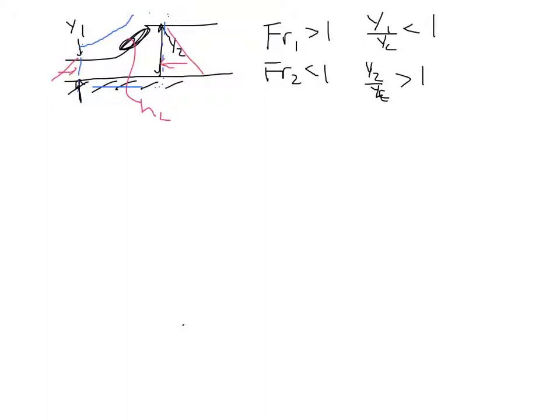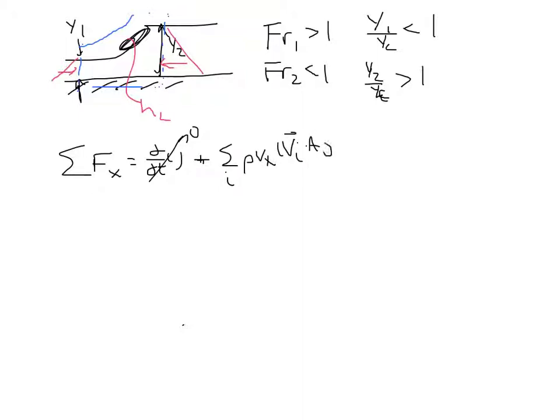So if we write down our momentum equation, we find that the sum of the forces in the x direction is equal to, we're going to assume steady flow, so that term is 0, plus the sum of the fluxes of momentum, which would be rho vx vi dot ai. We have two faces, face 1 and face 2. The velocities through each can be written as Q over A for those faces.